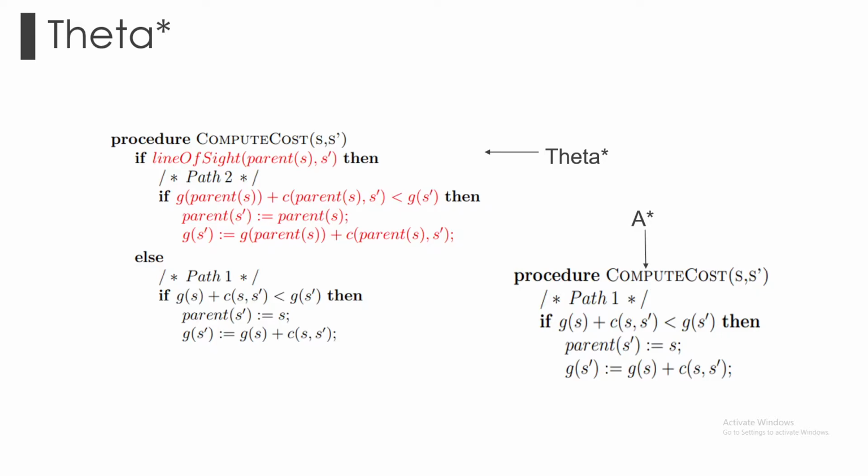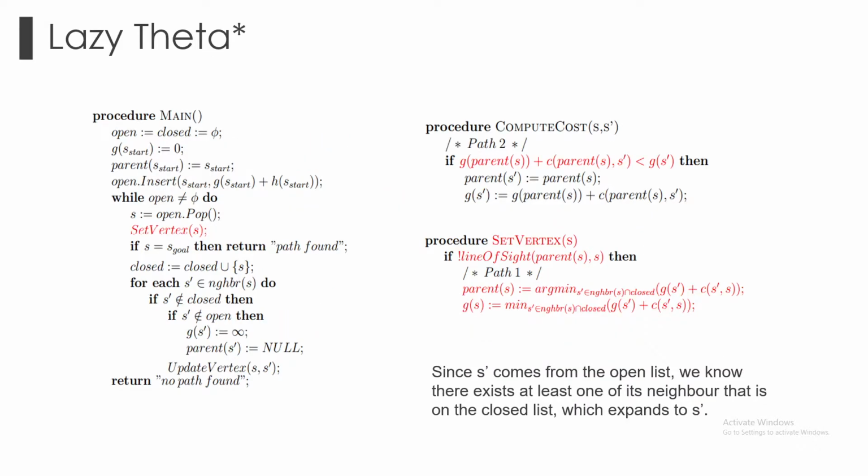But since line of sight can be expensive, if we remove it from the cost calculations, we get our next algorithm, Lazy Theta Star. So, Lazy Theta Star assumes that line of sight is just satisfied, and if not, it will find the lowest cost neighbor, just like A star.